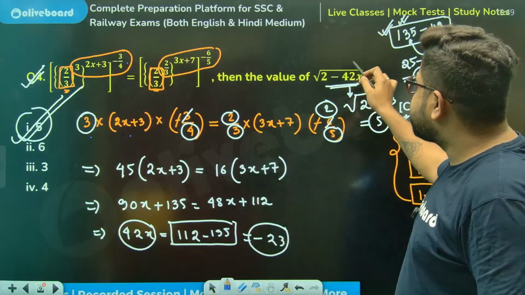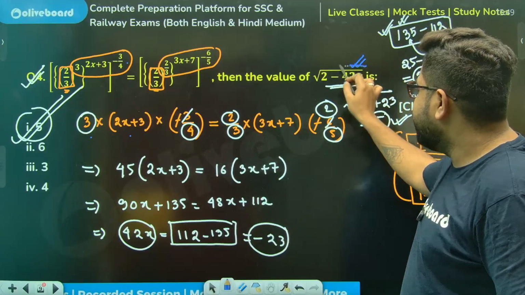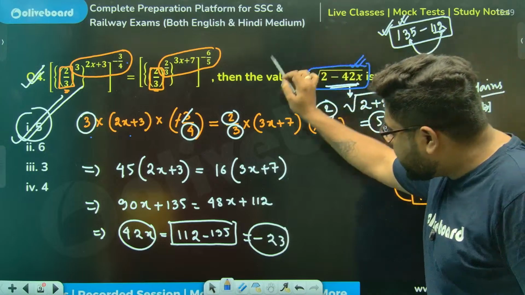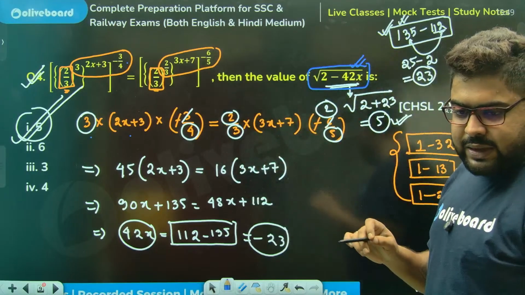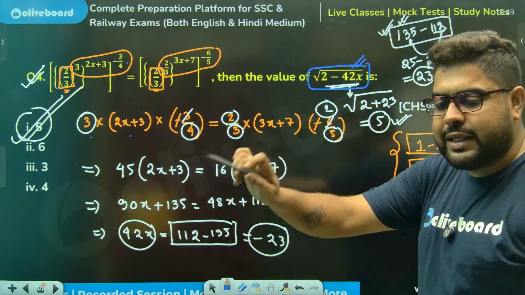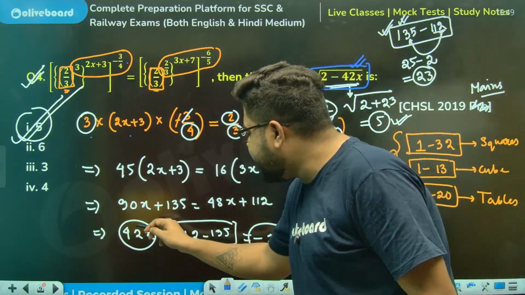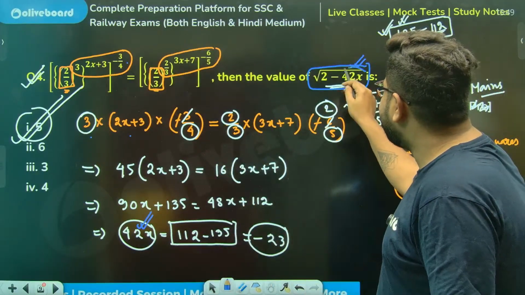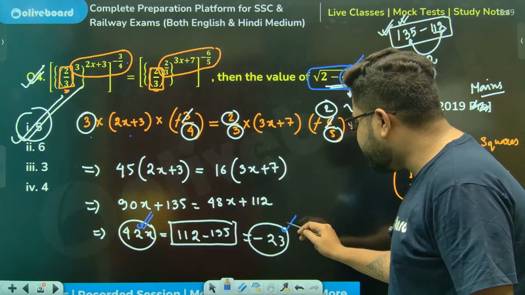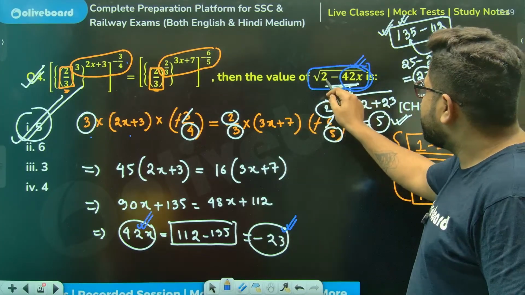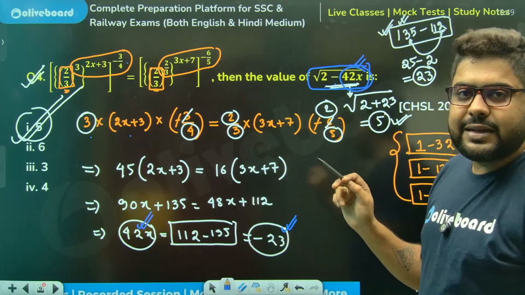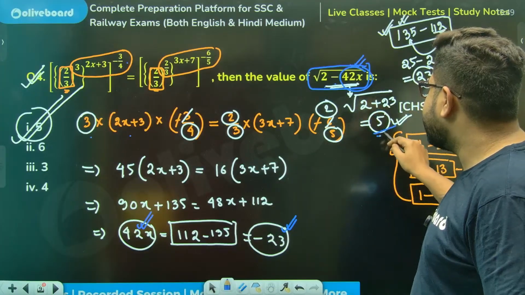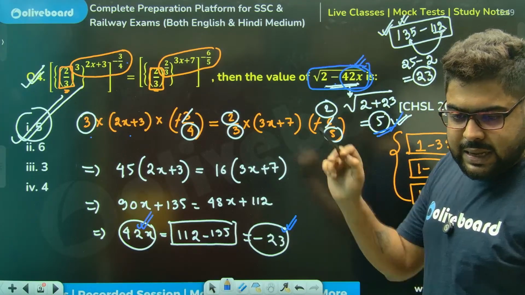And because they are asking you to find the value of x, ultimately you put the value of x. Now, after calculation, I don't need to figure out the value of x, because directly I'm getting the value of 42x only. So 42x comes out to be minus 23. So 2 minus of minus 23, that is 2 plus 23. That is root 25, which is 5. That's the answer.